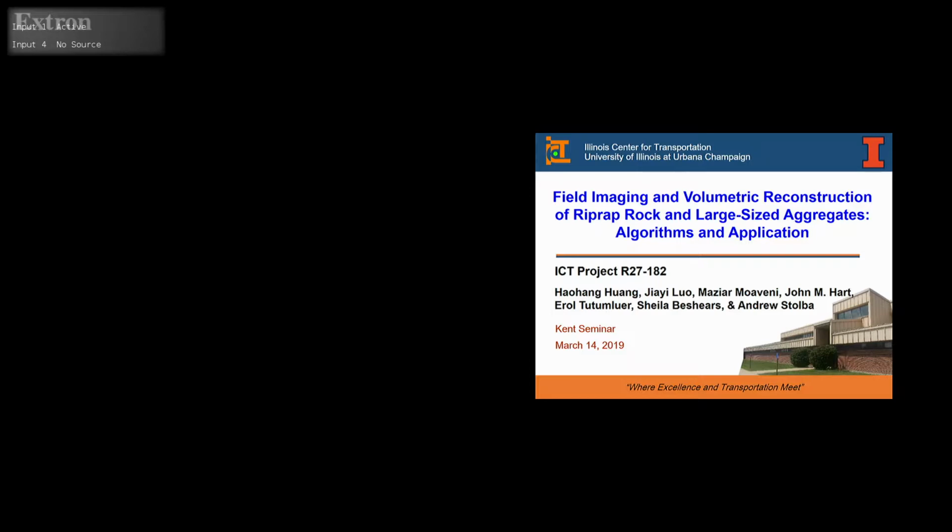Hello, everyone. I'm Huang from Dr. Errol Tutumler's research group, and today I'd like to share some of the progress we made on the ICT R27-182 project, known as the RAP project. So my topic is the field imaging and volumetric reconstruction of riprap material and large-size aggregate, from algorithms to application.